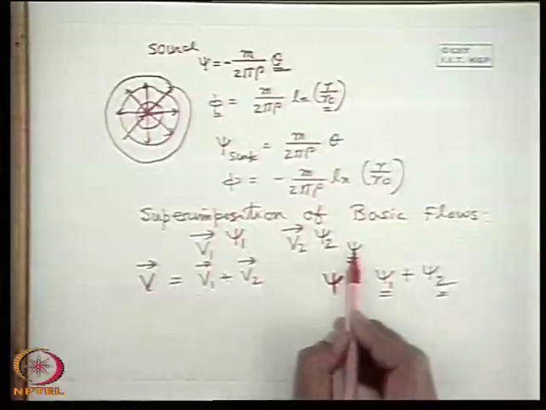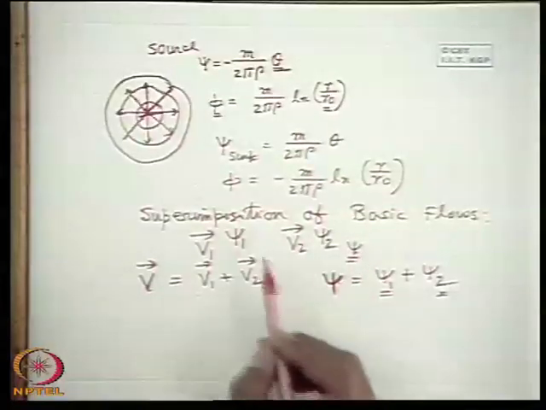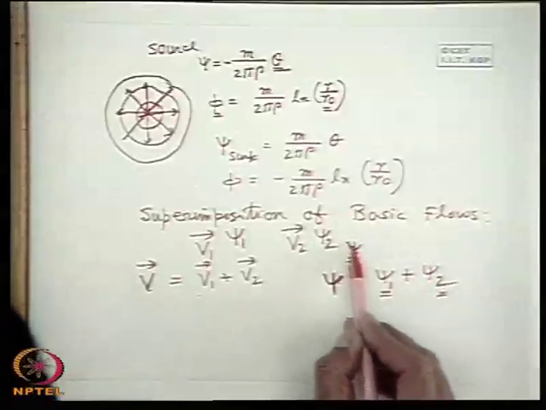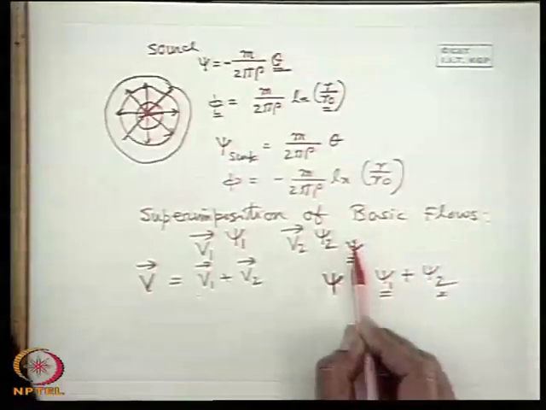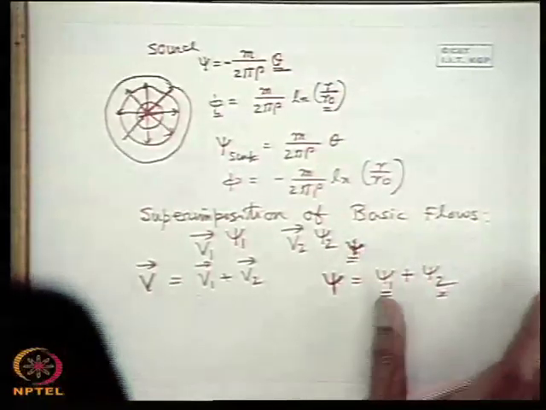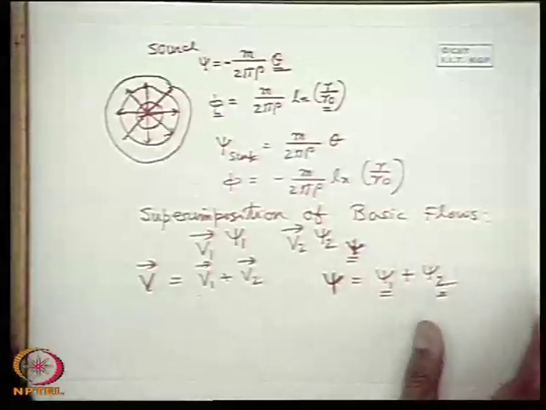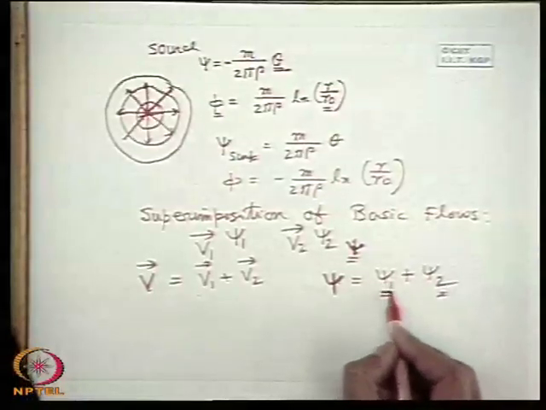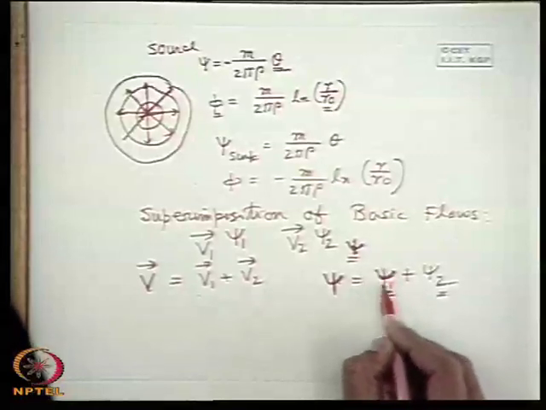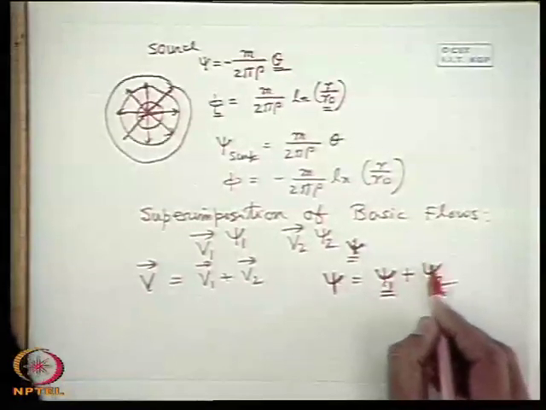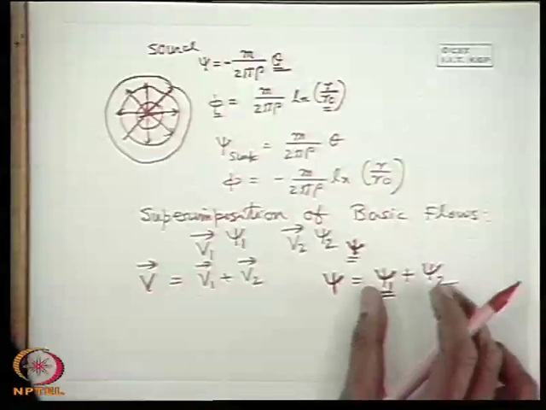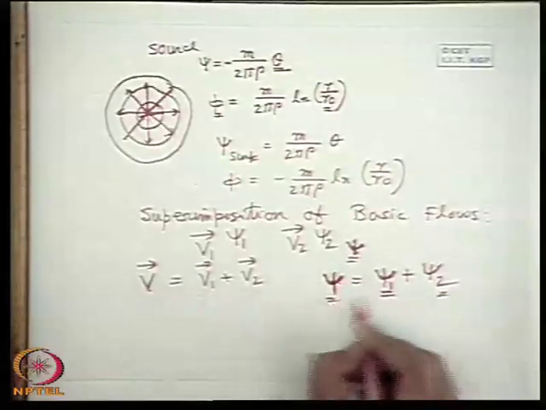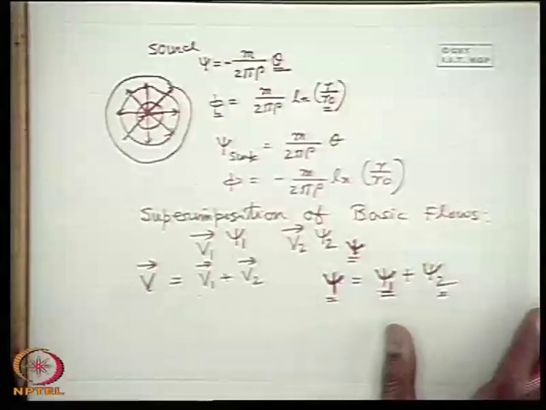This is because the stream function bears a first power relationship with the velocities, because it is simply related to the velocity gradient. So the basic conclusion is that if psi1 is the stream function for one flow and psi2 is the stream function for the other flow, and these two flows are superimposed, the resultant flow's psi function can be obtained by the addition of the psi functions of these two.